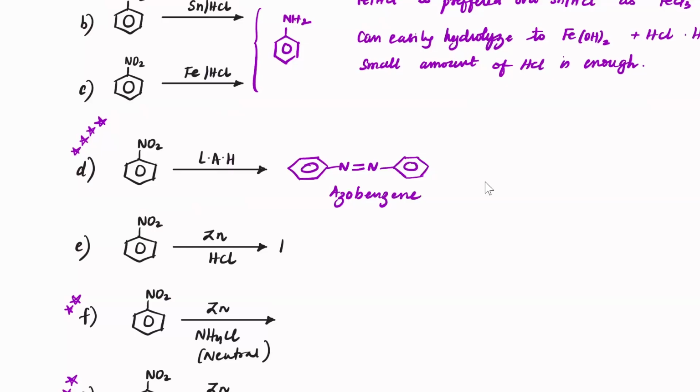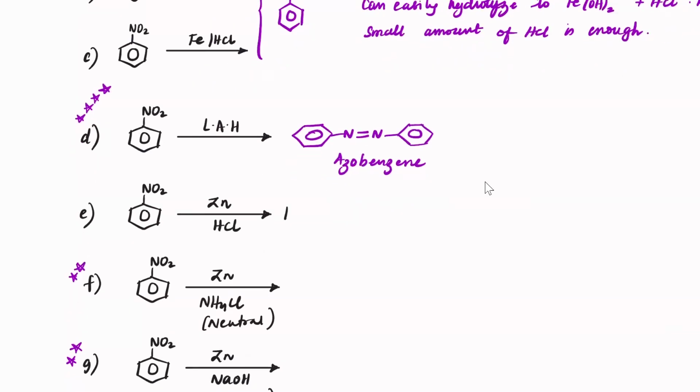Now this is very unlike lithium aluminum hydride, correct? Because normally, lithium aluminum hydride is expected to reduce all the way up to amines, but not in the case of benzene. In the case of benzene, after it forms azobenzene, further reduction or breaking of the bond is not observed. Got it?